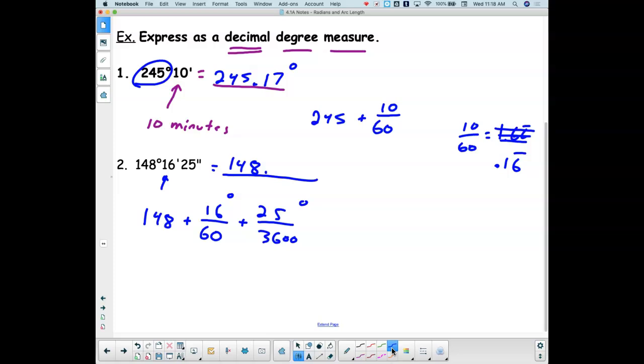And you guys can have the calculator. I'll give you a second. Hopefully you got 0.27 of a degree.